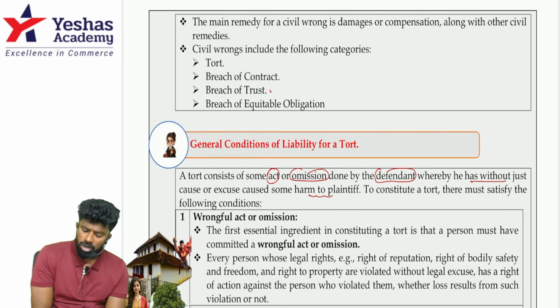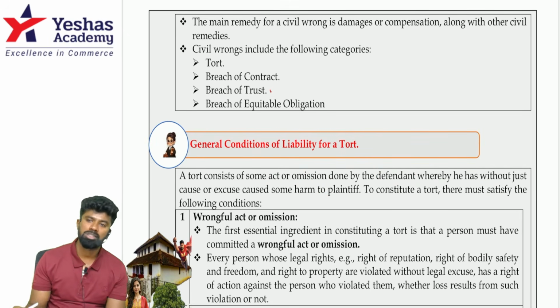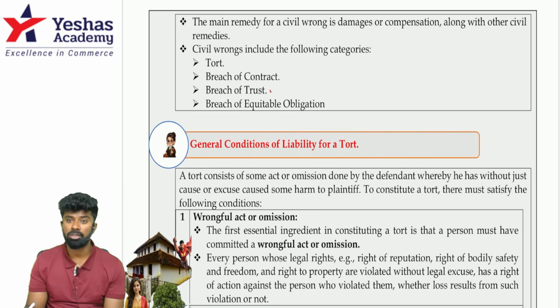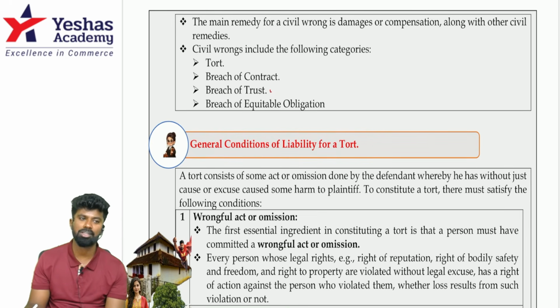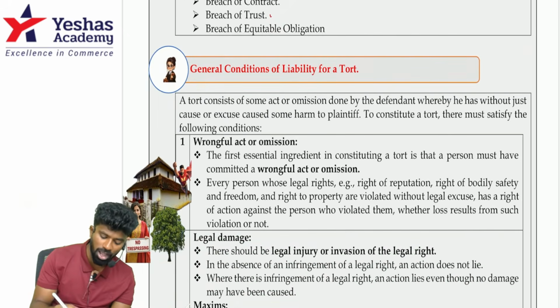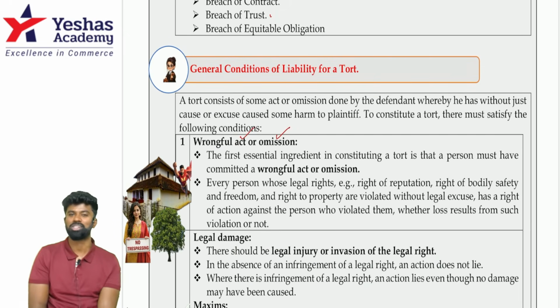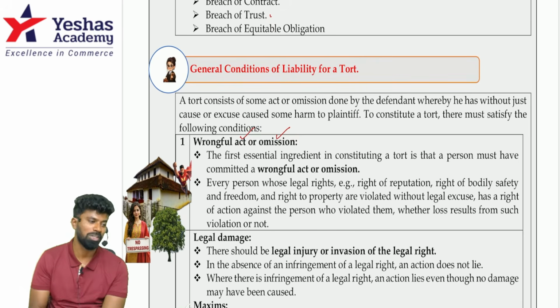To constitute a tort, the following conditions must be satisfied. If they ask in the examination what the conditions are to call it a tort, you should first write what a tort is. Then you write the conditions to be satisfied. What is the first condition? Wrongful act or omission. A person has done some wrongful act or an omission of doing something.